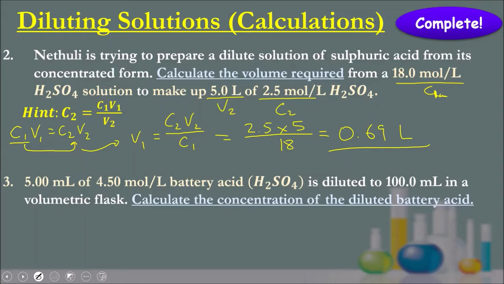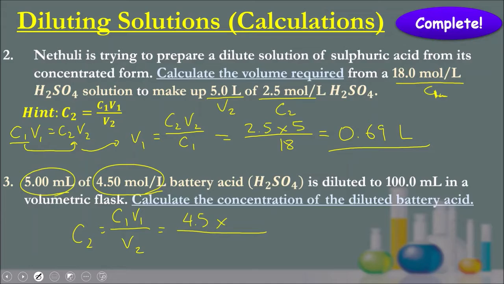Question 3, it says calculate the concentration of the diluted solution. So I know if it's diluted, I'm going to be using C2. So that's where the hint at the top came from. C1 V1 equals C2 V2. So C1, what do we have? C1, 4.5. So 4.5 moles per liter times our volume, 5 milliliters. So 5 milliliters is the same thing as saying 5 times 10 to the minus 3 liters.